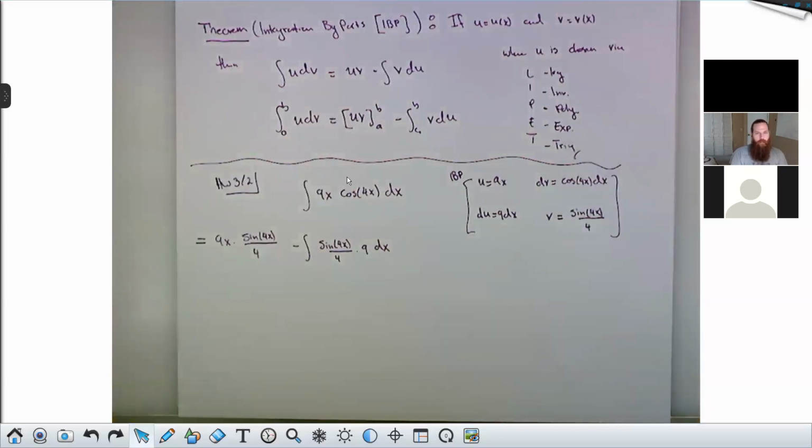And generally what you want to do after running IBP, that's what we did here, we ran IBP, you want to ask whether the integral that it spits out is easier than the integral you started with. Is this easier than the integral I started with? If yes, why? If no, why not?